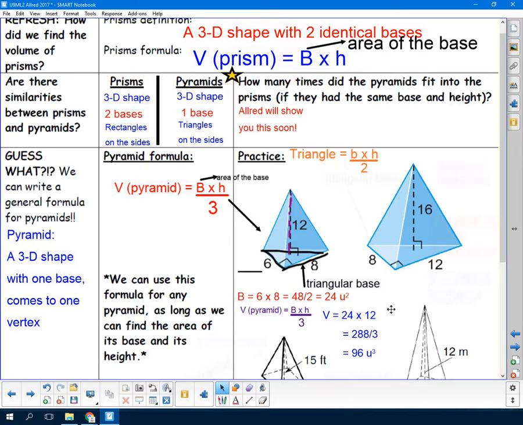So I'm going to do 24 times 12 and get 288. That would be the volume of it if it was a prism. It's a pyramid, so I'm going to divide it by 3. The final answer for that first one would be 96 units cubed.